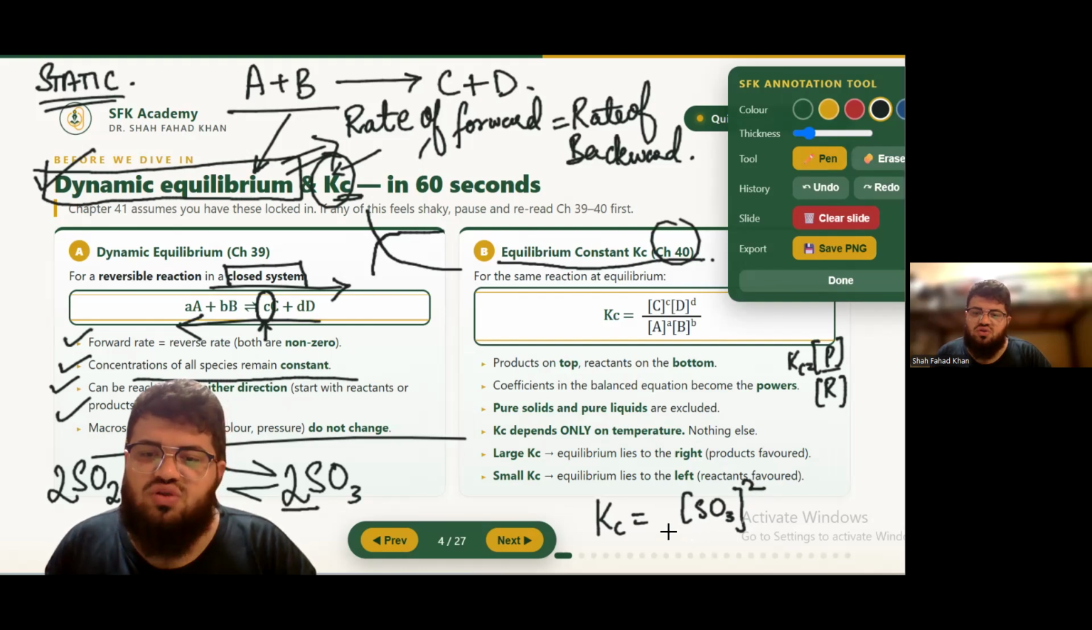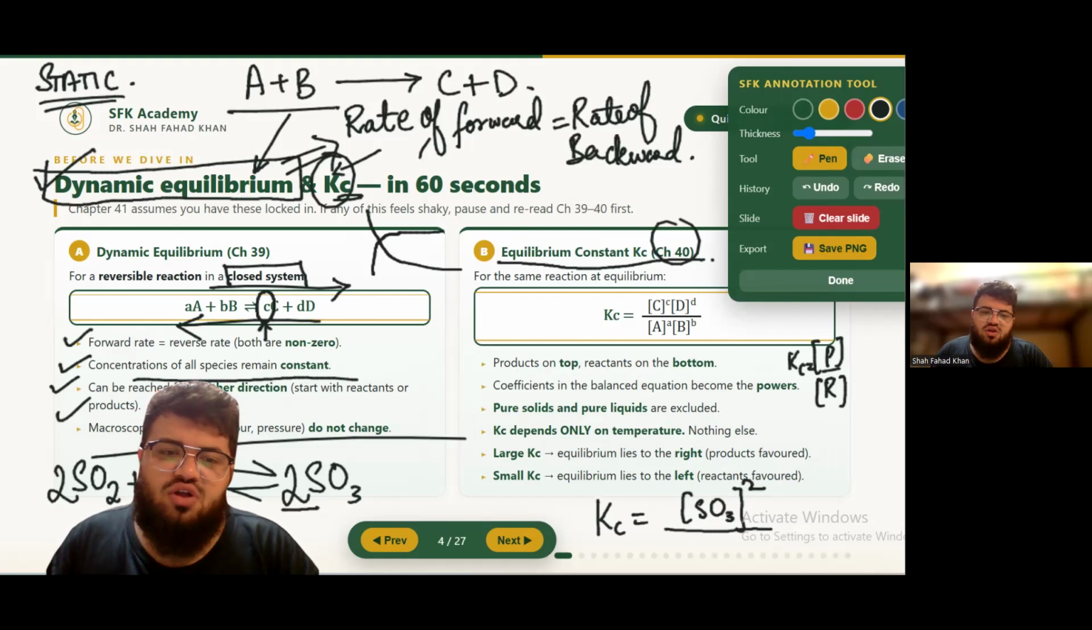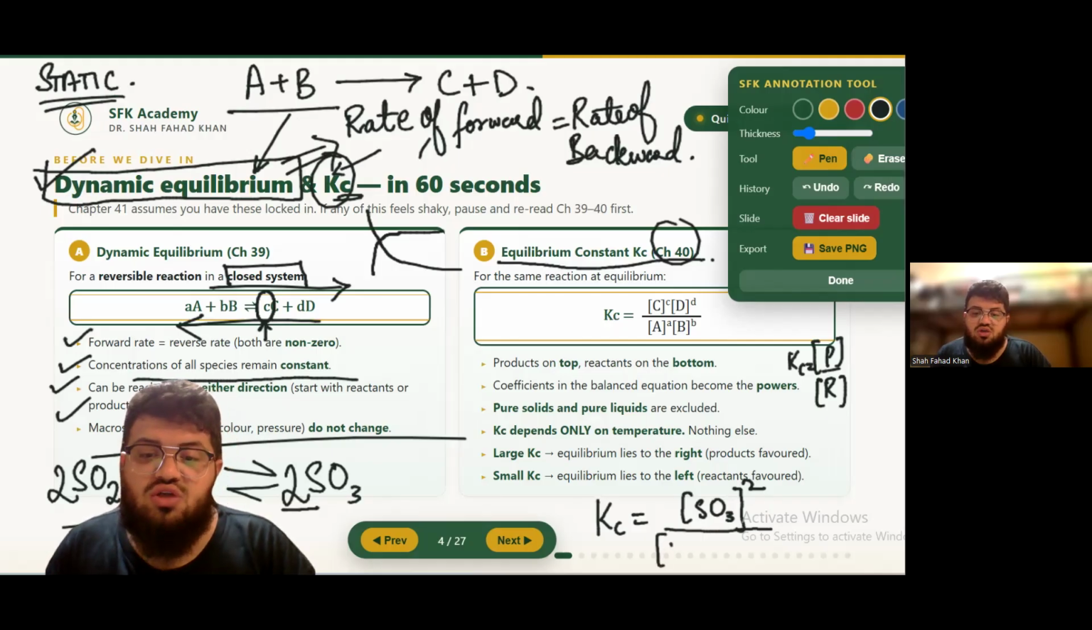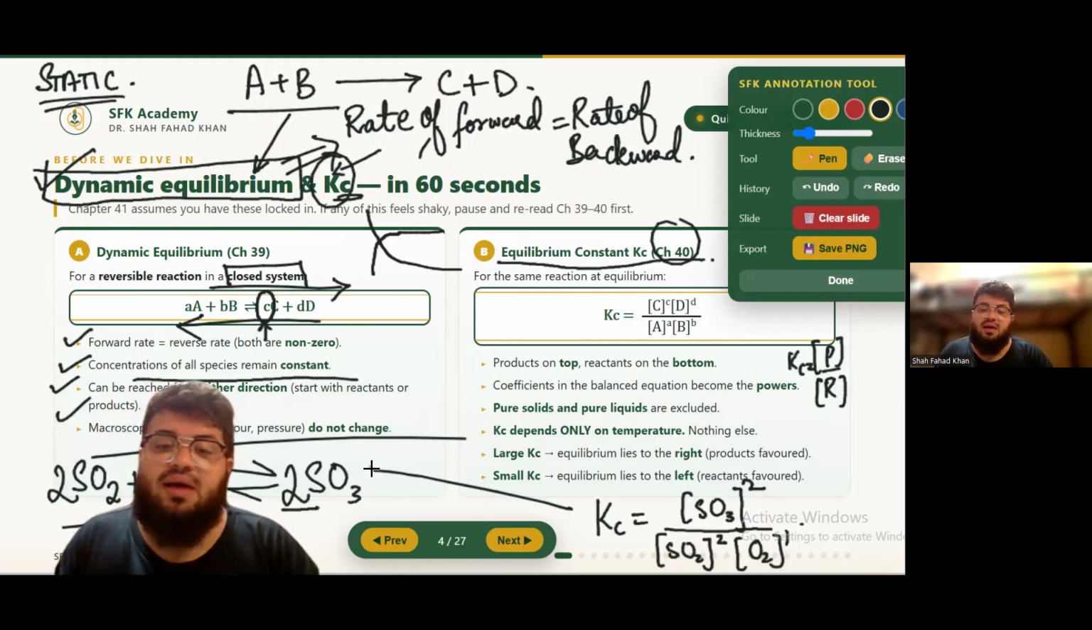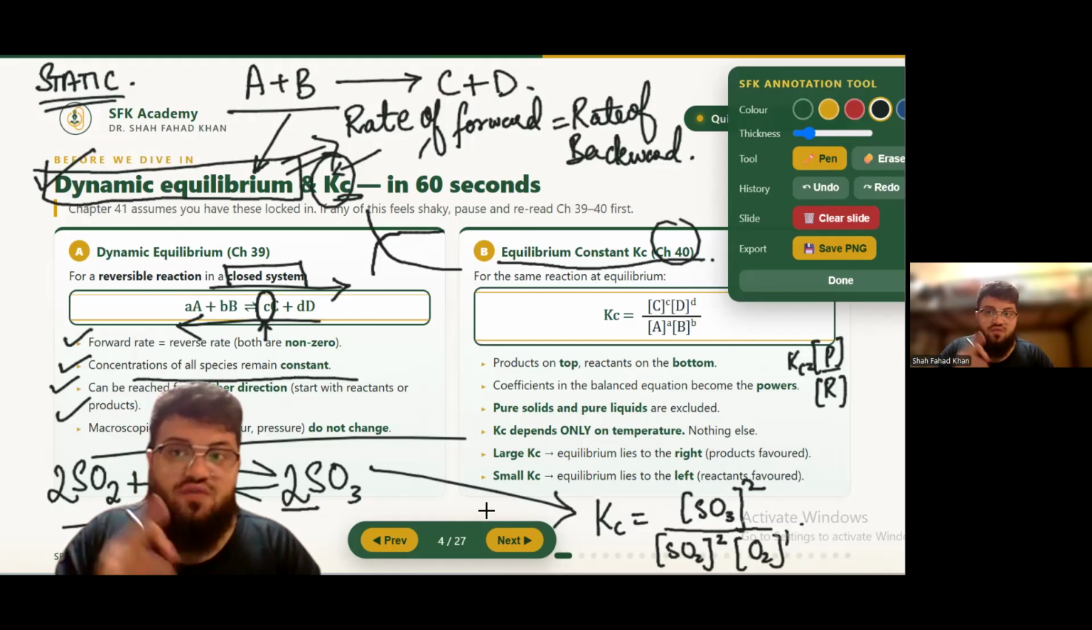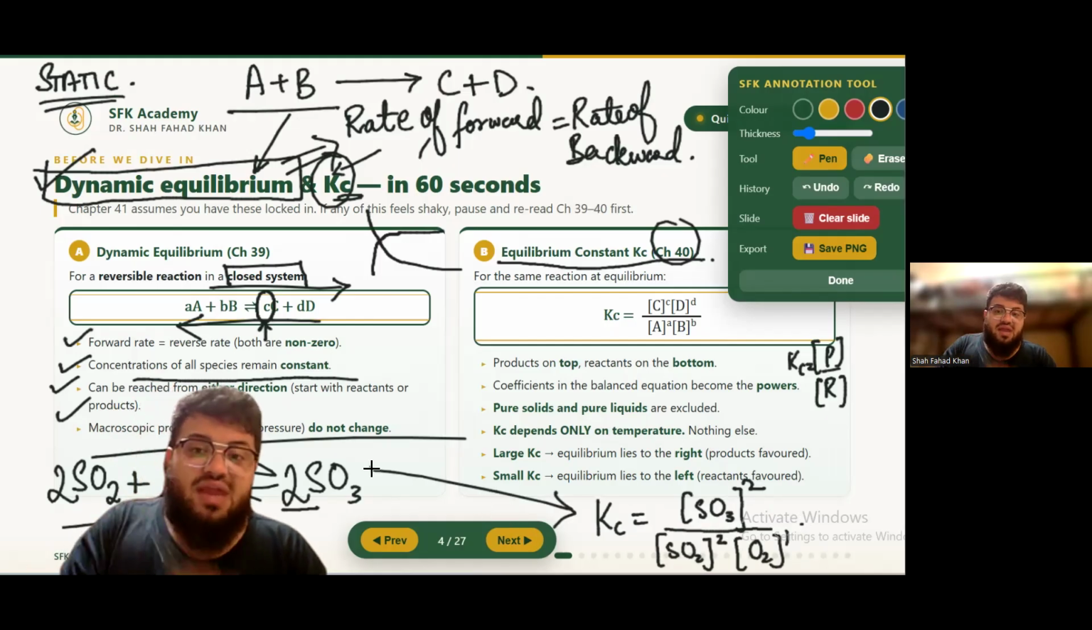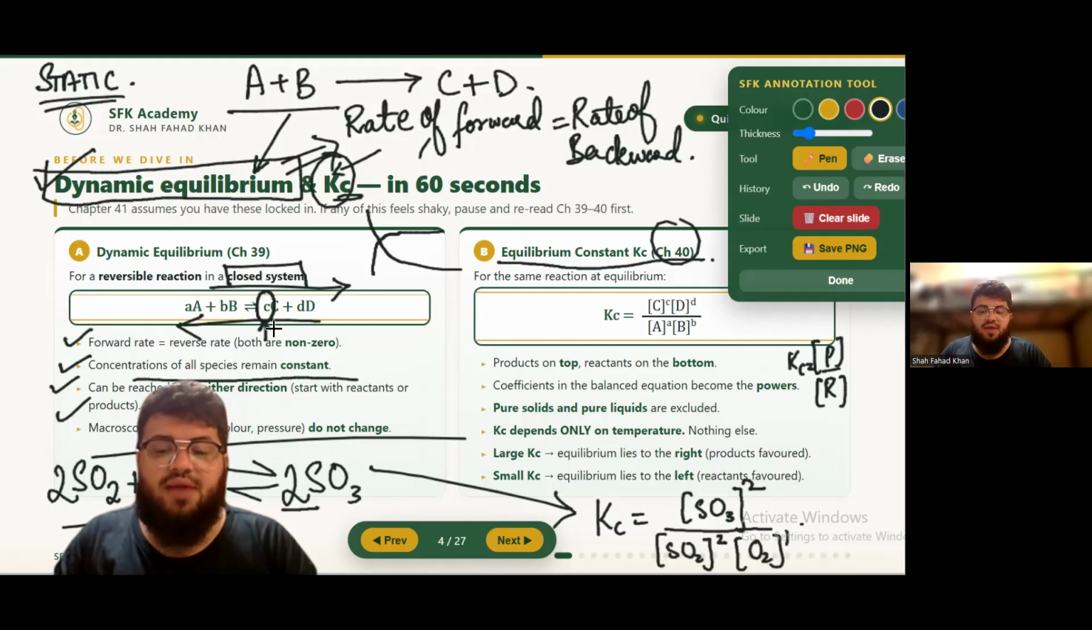So to the power of 2, divided by the concentration of the two reactants to the power of their stoichiometric ratios. So SO2 to the power of 2 multiplied by oxygen to the power of 1. This is going to be the equation of Kc in this particular example. Okay, so that means the equation of Kc varies from reaction to reaction. Okay, you are also asked to calculate the units of Kc.